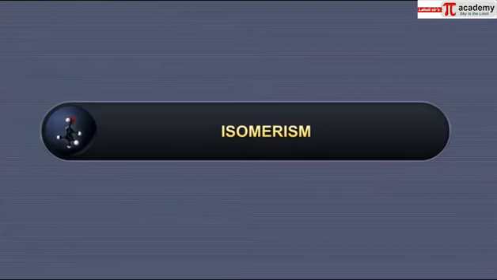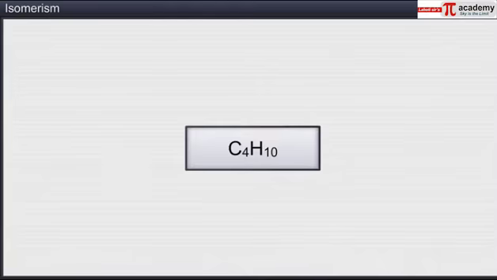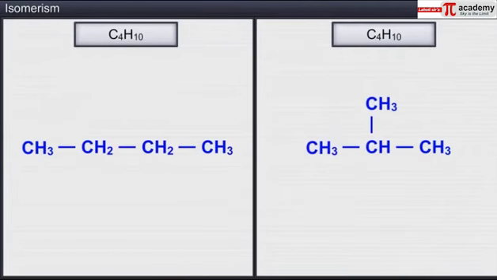In this module, you will learn about isomerism. Let's take a compound with the molecular formula C4H10 to understand this concept. If we were to draw the structure of C4H10, we could draw it in the two ways shown here.